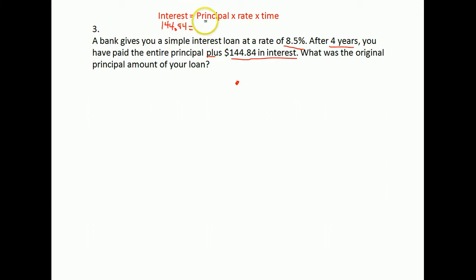That's supposed to equal the principal. Do we know the principal? No, that's what they're asking for. So I'm just going to call it P. Times the rate. Our rate was 8.5%, but remember, before we can use that in the formula, we have to change it out of percent form and into decimal form. So 8.5% means per 100 or divided by 100. So you just take your percent and divide it by 100. Essentially, what it does is just moves the decimal over two places to the left. Okay, 8.5 divided by 100 gives us 0.085 for our rate, and now we can use it in the formula. Then the formula says times the amount of time. How long was this? It was 4 years. Okay, so that's our equation that we need to solve to find the original principal.